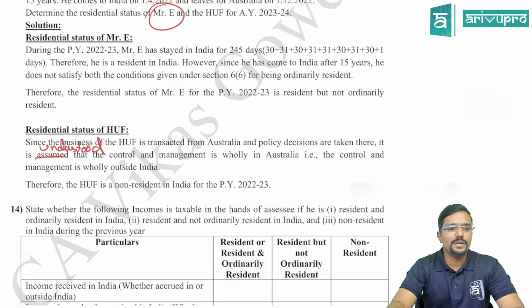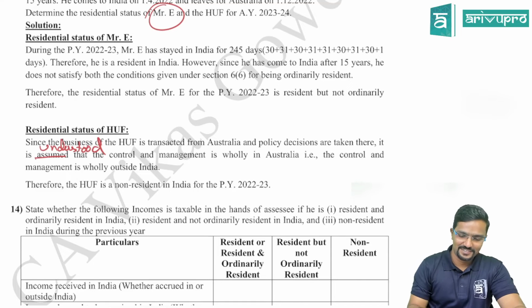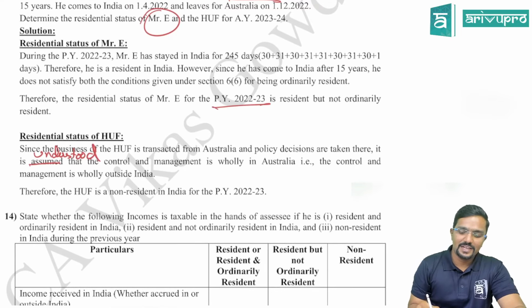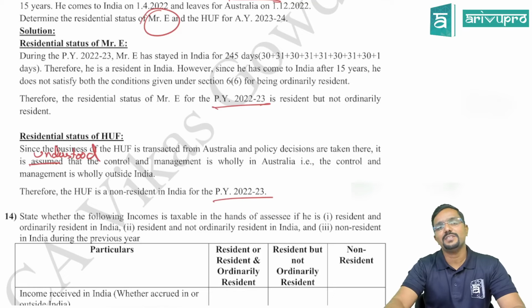Kaushik, sir, year 23-24 or 22-23? Sir, previous year means 22-23. Assessment year means 23-24. In the answer I have mentioned previous year. If you mention assessment year, it will be 23-24.